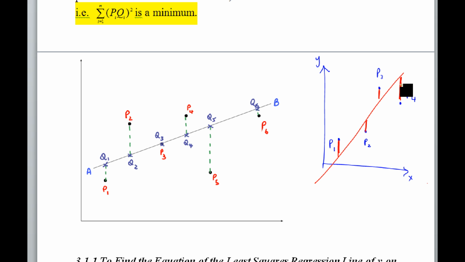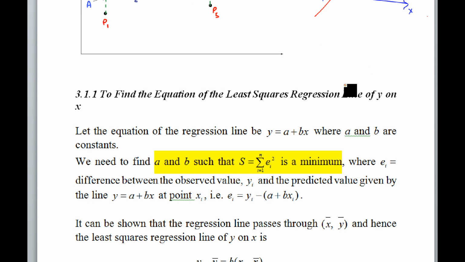Yes? Okay, now the how. How do we find it? Of course, a best fit straight line should have the form y equals ax plus b.